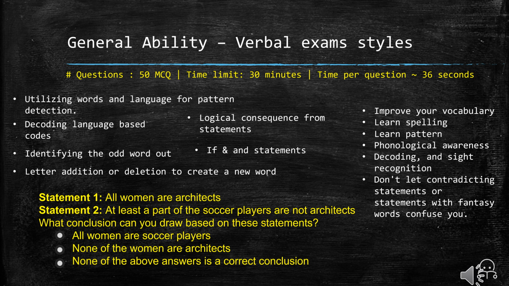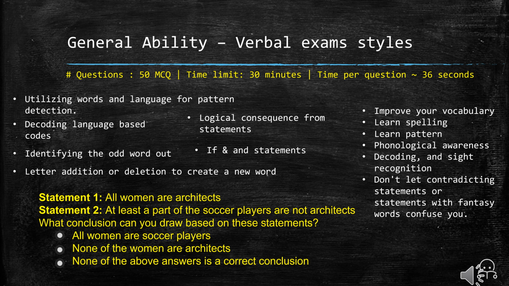Fourth, reading comprehension. Students read passages and answer questions based on their understanding of the text, including main idea, inference, and detail-oriented questions. For example, according to the passage, what is the main purpose of recycling? A, to conserve energy. B, to reduce pollution. C, to save money. D, to create jobs. These are a few examples of the type of questions you may encounter in the ACER General Ability Verbal Exam.